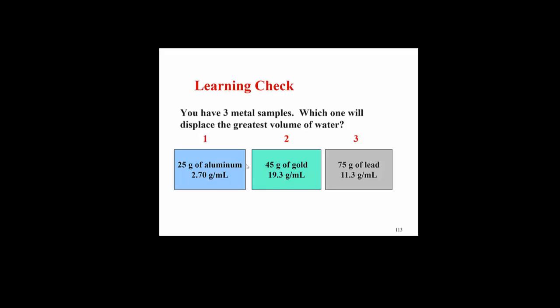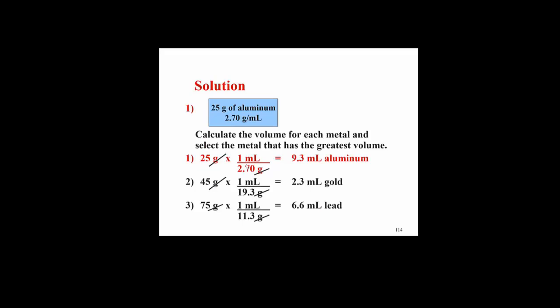Guys, does this make sense to you? All you are doing is canceling grams, going to milliliters. You are using density as a conversion factor, yes? Does it make sense? You can use density as a conversion factor to convert mass to volume or volume to mass. Do you have any question? Great, thank you.